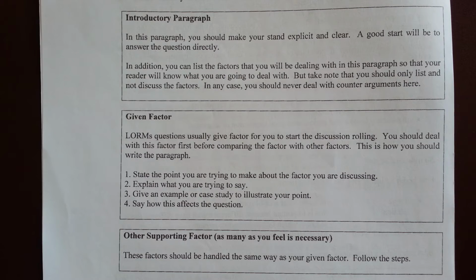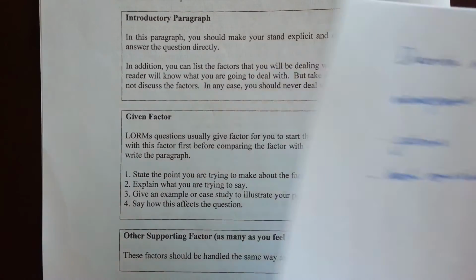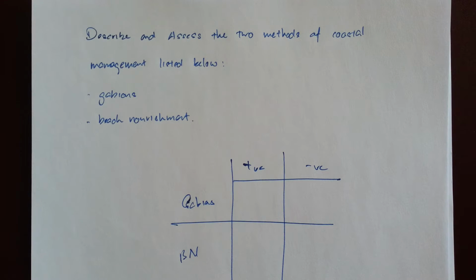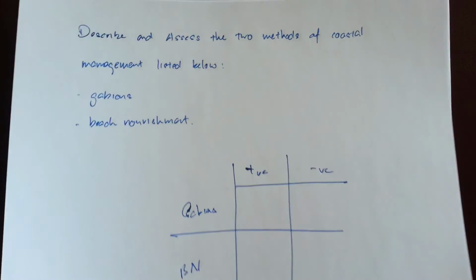Now, first and foremost, we start with an introductory paragraph. An introductory paragraph is exactly that. It answers the question deliberately and directly. Alright? So if we go back to this question, describe and assess the two methods of coastal management, we would say that gabions, that is one of the factors that is listed, are successful, effective, or gabions are not successful, ineffective. And we do the same for beach nourishment. That is your introductory paragraph.